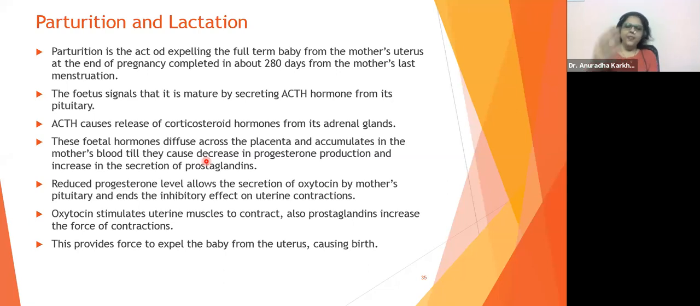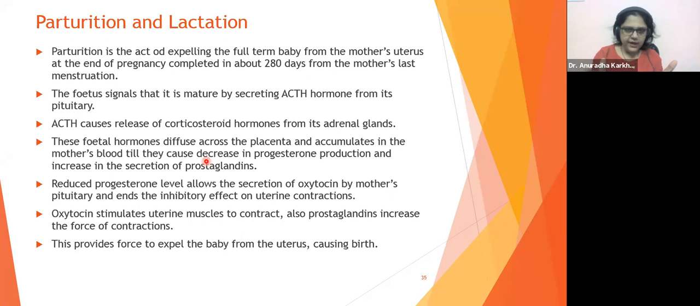Yes. Then we come to parturition and lactation. Parturition is the act of expelling the full-term baby from the mother's uterus at the end of the pregnancy, completed in about 280 days from the mother's last menstruation. Now this is again a very beautiful process. You might have never thought of this process in your mind, that something like this can also happen. So it's a very beautiful process.